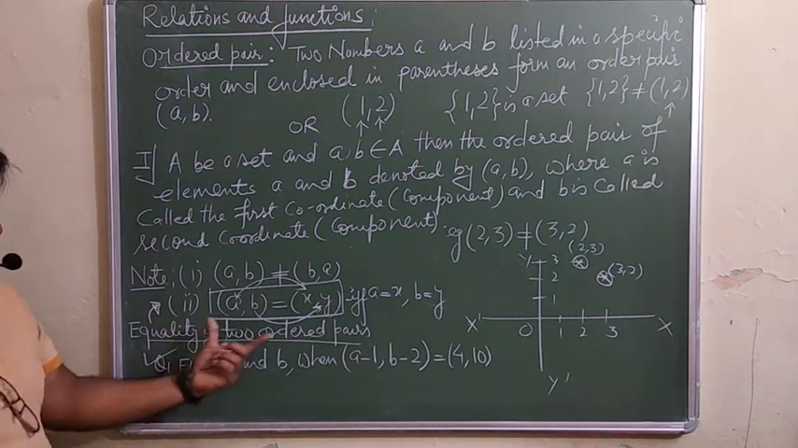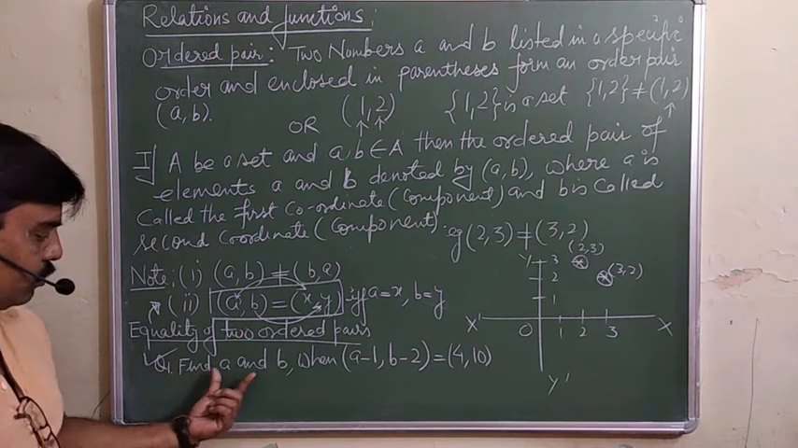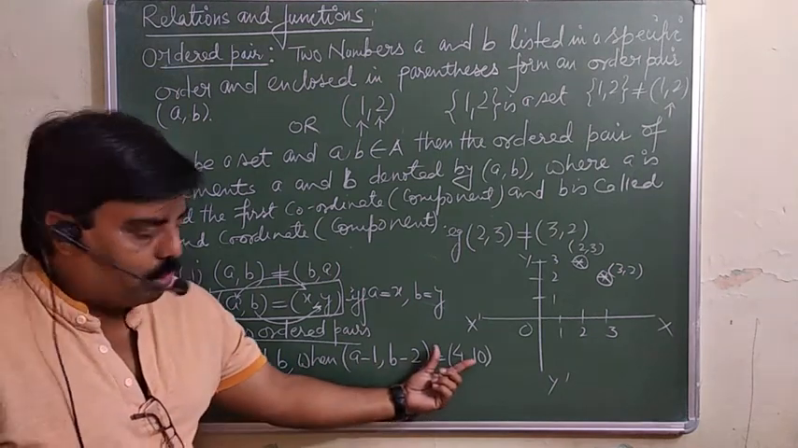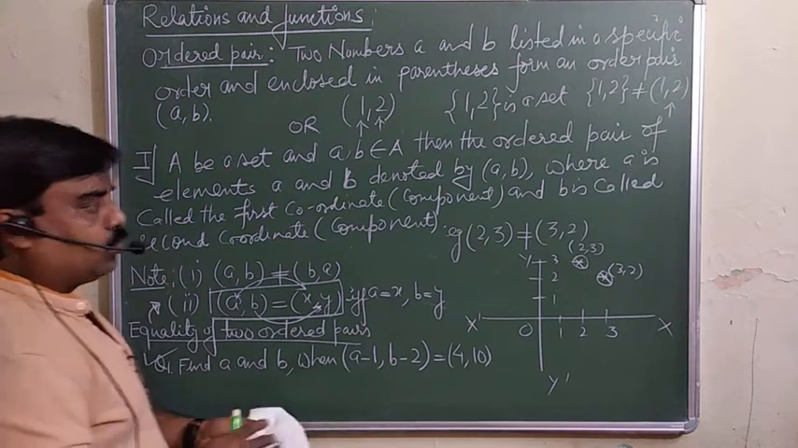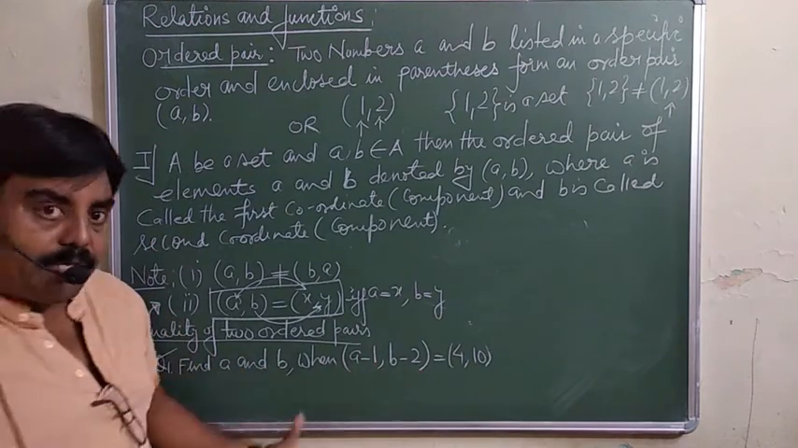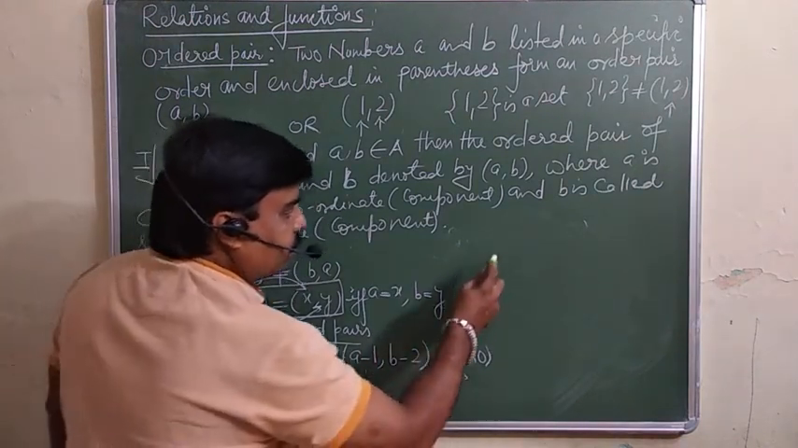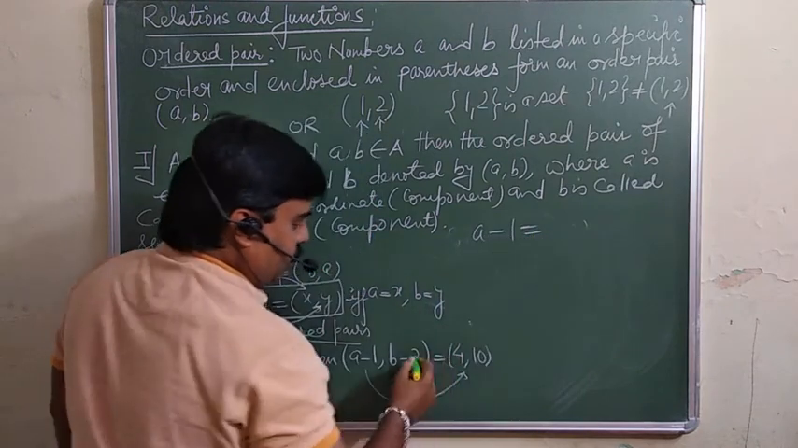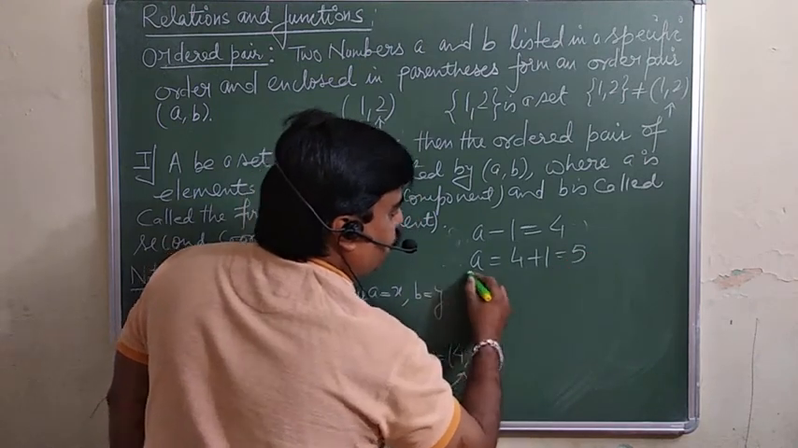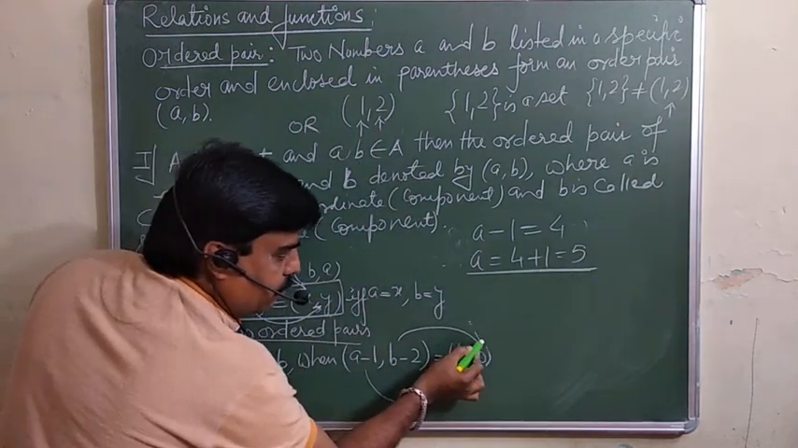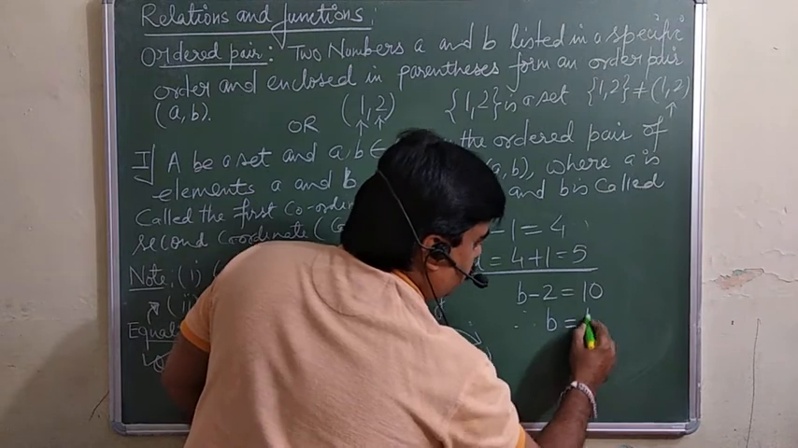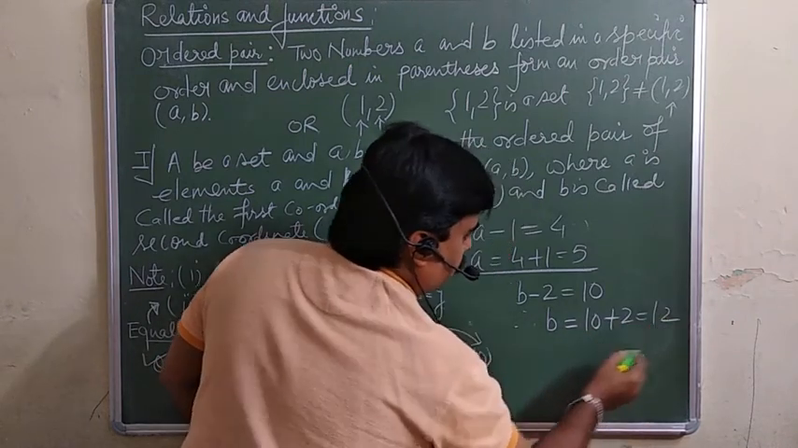Now the question may be based on this ordered pair. Suppose the question is: find a and b when this ordered pair is equal to this one. You have to find the values of a and b. How can you do this? Because these two ordered pairs are equal, the first component equals the first one, so a minus 1 is equal to 4. Then a will be 4 plus 1, that is 5. This is the value of a. Similarly, the second component equals this one: b minus 2 is equal to 10. Therefore b is equal to 10 plus 2, that is 12. This is the value of b.